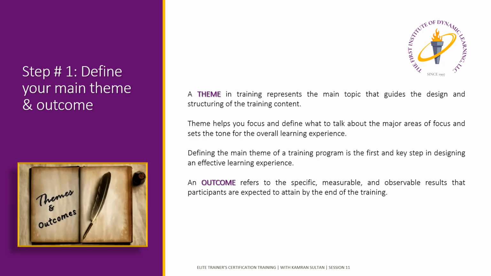Okay, and then is outcome. Now, an outcome refers to the specific measurable and observable results that participants are expected to attain by the end of the program. So what will people get at the end of their program? So for example, in this program, I said by the end of this program, you will have your own training program. That's the outcome of this program. Okay. Now, whatever training program, what will your participants have? What will they be able to do? What will they understand by the end of your program?